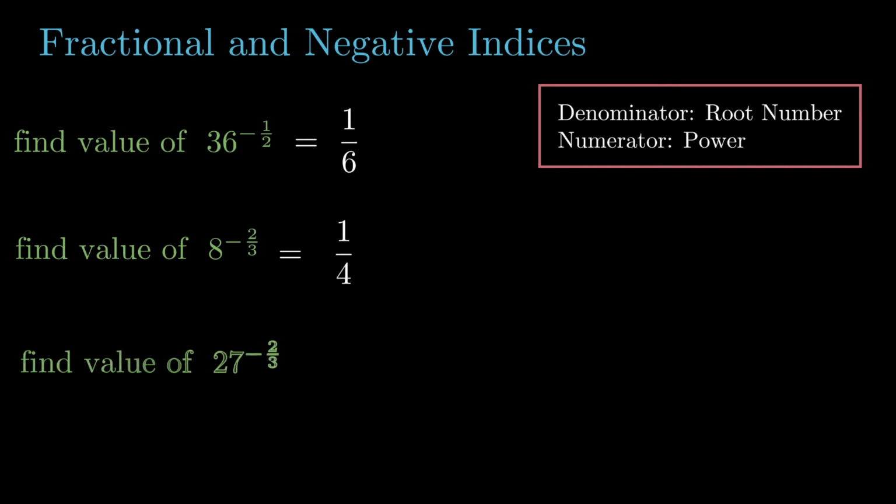So find the value of 27 to the power of minus 2 over 3. And always the first step that you do is remove the negative indice, and the way we do that is by flipping it. So 1 over 27 to the power of 2 over 3. Now we just do it individually. 1 to the power of 2 over 3 is 1. 27 to the power of 2 over 3. We go to the cube root of 27, which is 3, and then 3 squared is 9. So our answer is 1 over 9.